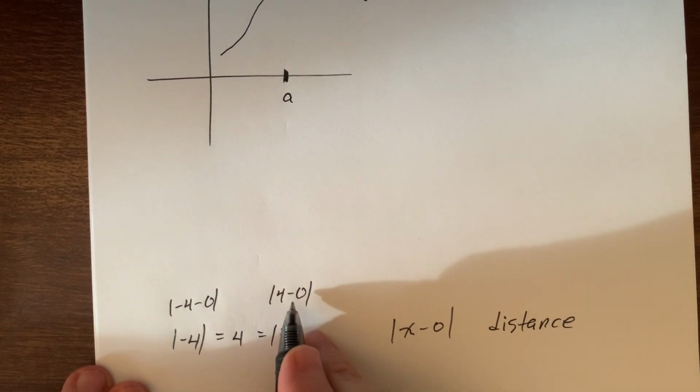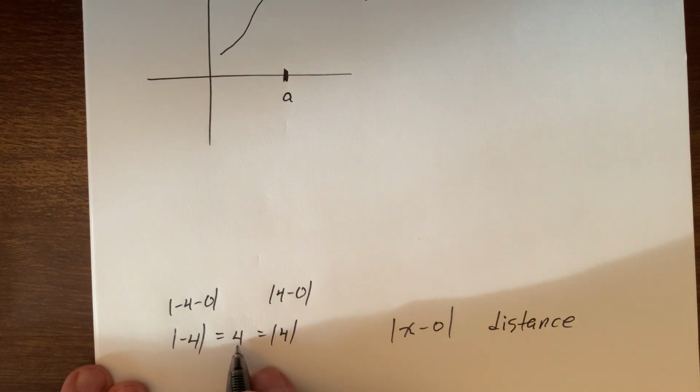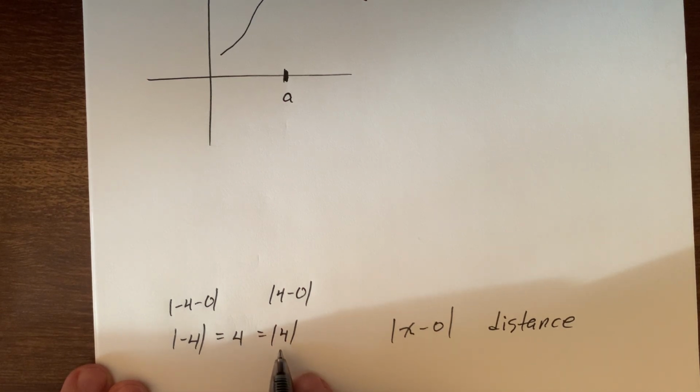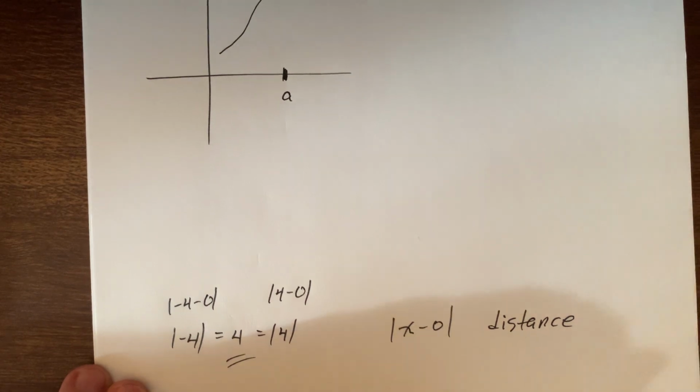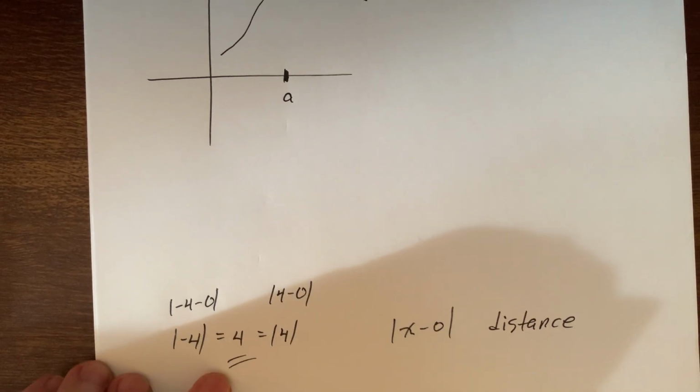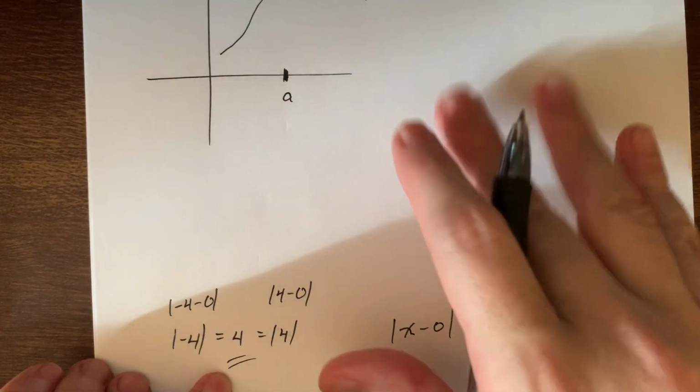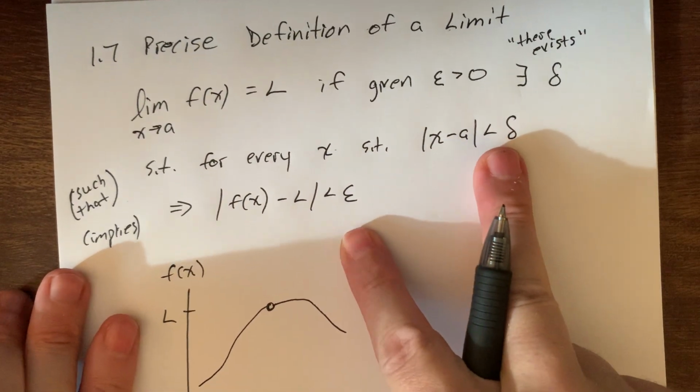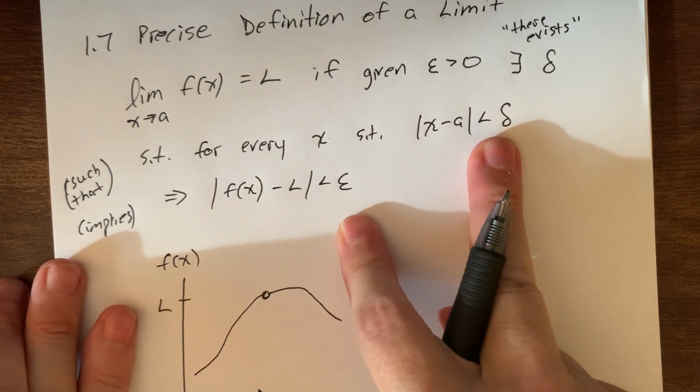So why is the answer 4 for both of these? Because direction doesn't matter. Negative 4 is 4 units to the left of 0. Positive 4 is 4 units to the right of 0, but they both have that same distance of 4. So this whole idea in this definition is all talking about distance.